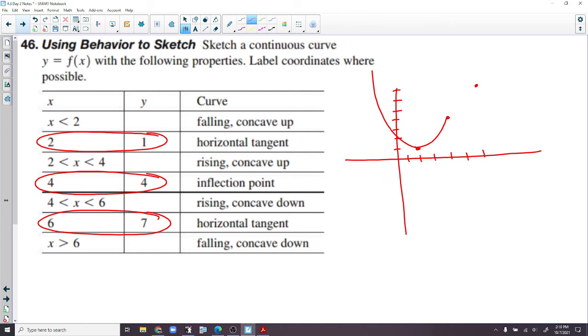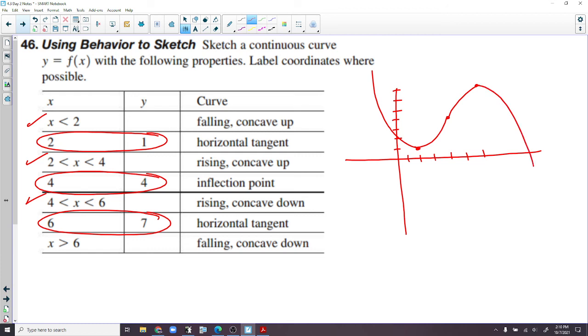Then from 4 to 6, so we got this part, we got that part. From 4 to 6, rising concave down. Rising concave down, like that. Something like that. Check, got it. Falling concave down after 6. Falling concave down. Now they gave us some extra information.